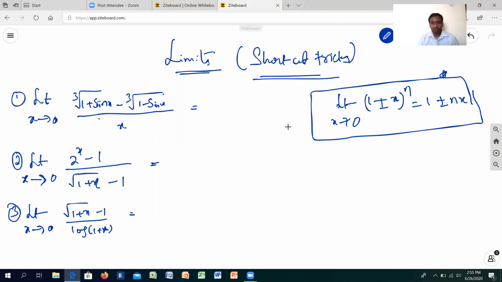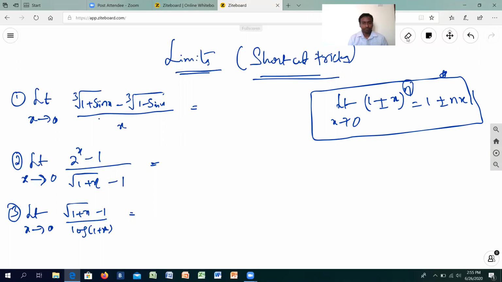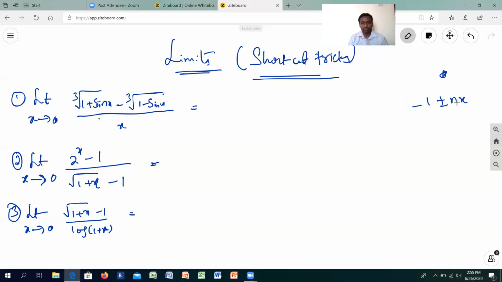So let's focus on this one, where n will be multiplied with your x. Looking at this particular question, I'm going to use the same binomial expression expansion, which will give me 1 plus or minus nx. Keep the limit x tends to 0, 1 plus sin x, a trigonometric function. My radical is 3, that is cube root, so it will be nothing but 1 by 3 times that, which means I'm writing directly sin x by 3.